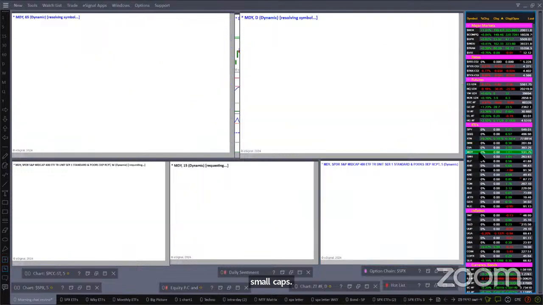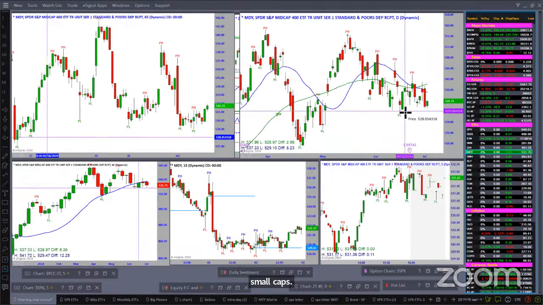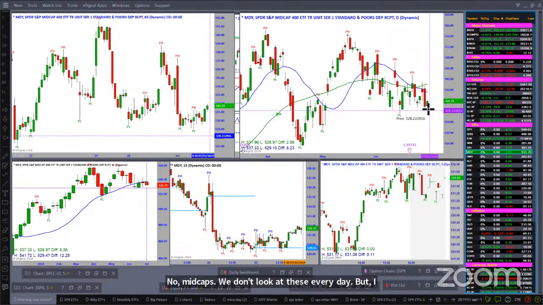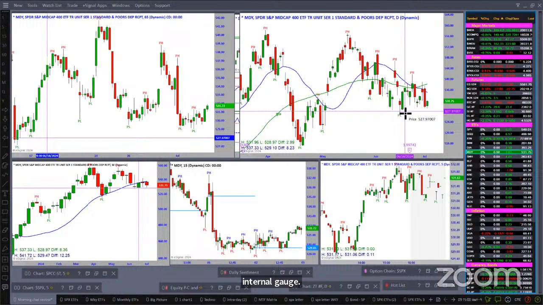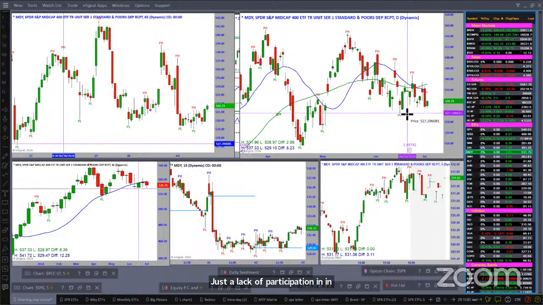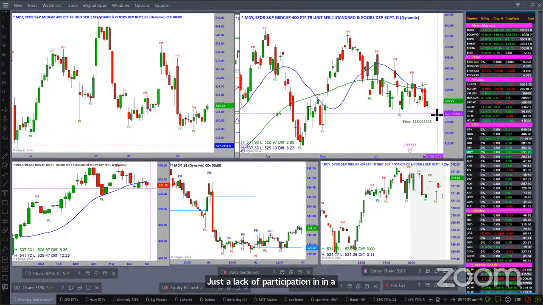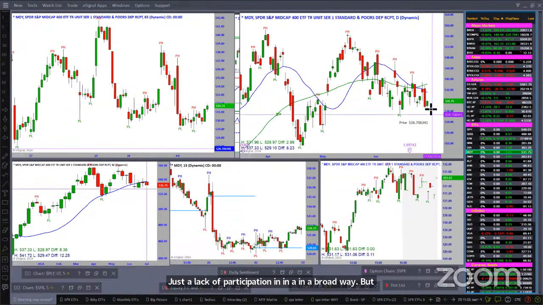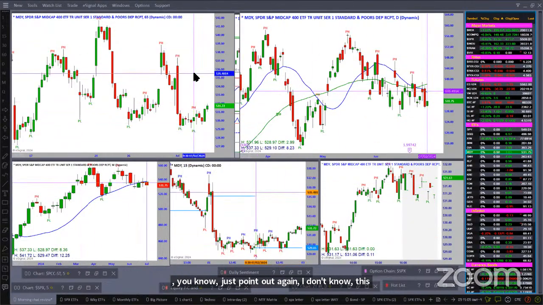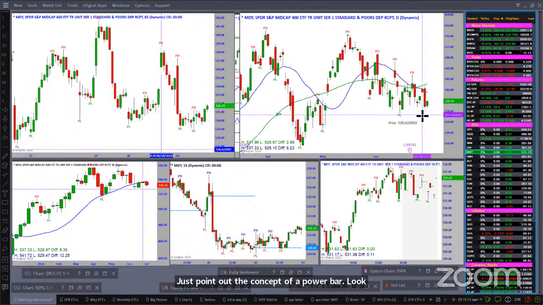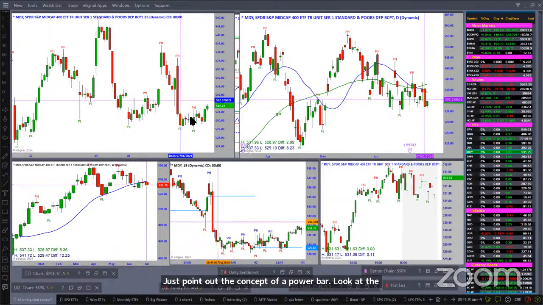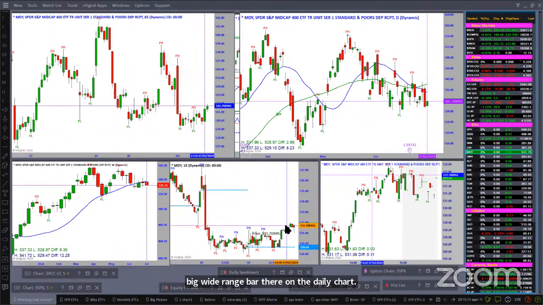Mid caps, we don't look at these every day, but wide range bar down. This is just another reflection of what we see when we look at the breadth internal gauge. Just a lack of participation in a broad way. But I'll just point out again the concept of a power bar. Look at the big wide range bar there on the daily chart. How prices came down and the void here.